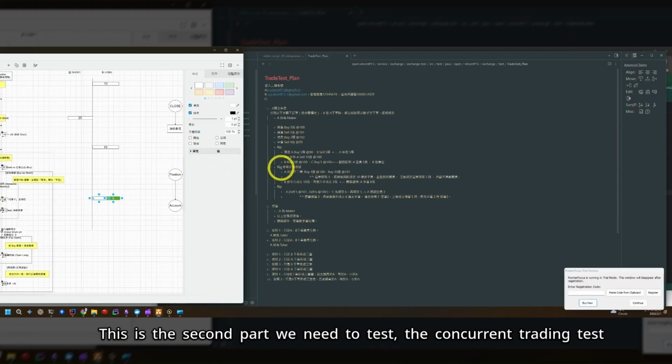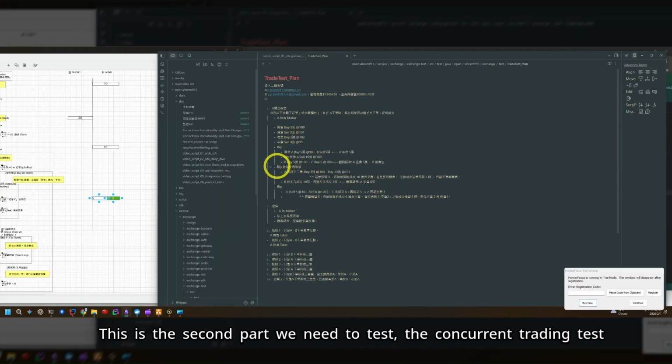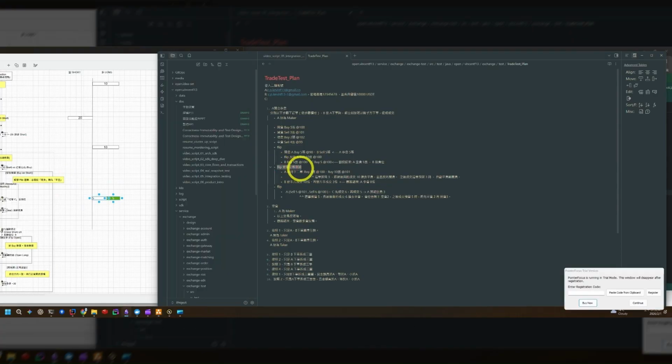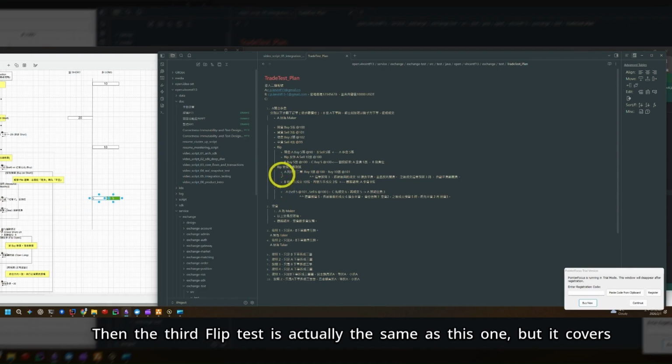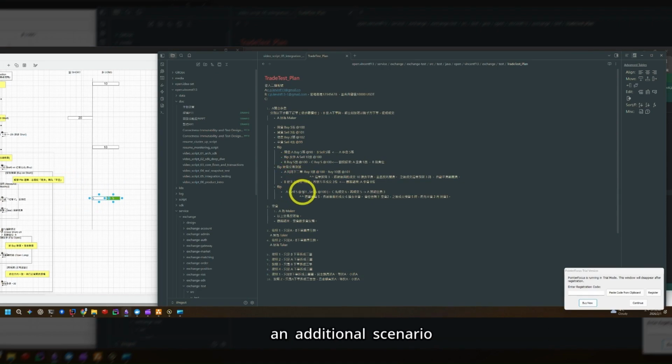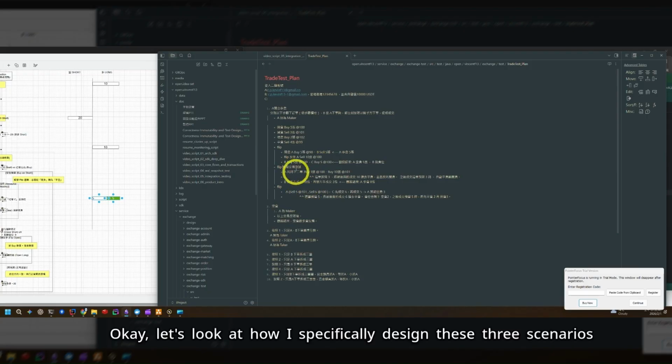This is the second part we need to test, the concurrent trading test. Then the third flip test is actually the same as this one, but it covers an additional scenario. Okay, let's look at how I specifically designed these three scenarios.